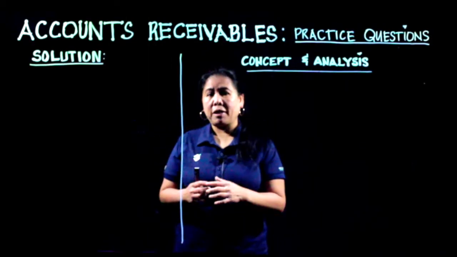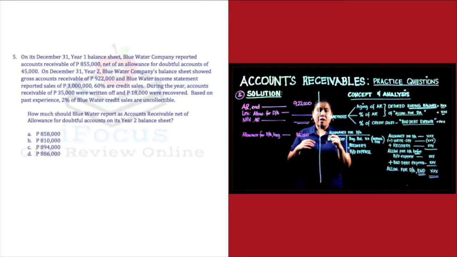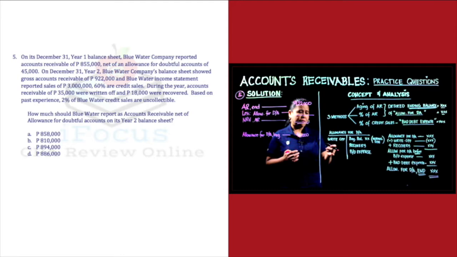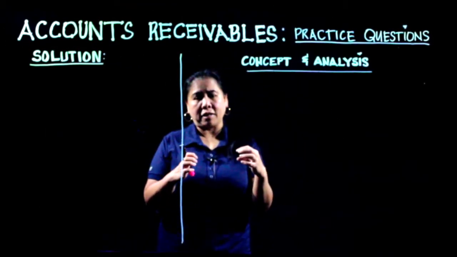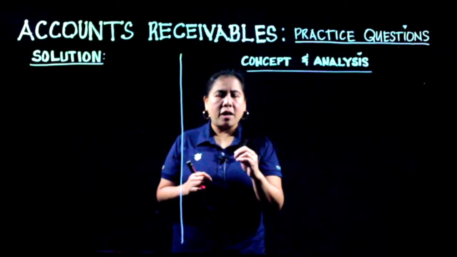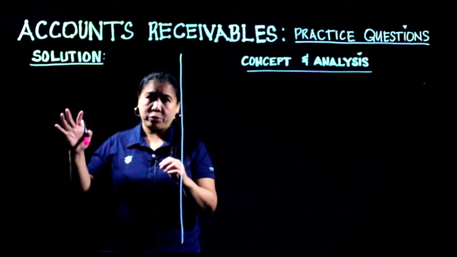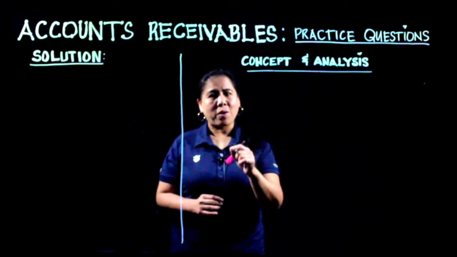Sa solutions naman, ganito ang gagawin natin. So yan ang beginning balance natin ng the allowance for doubtful accounts. Tapos, ang sabi ng problem natin is, during the year, the accounts receivable of 35,000 were written off. So, ano ang effect ng write-off? So, isusulat ko lahat ng mga concepts na kakailanganin natin para ma-analyze natin yung question for each questions. Then, isusulat natin dito yung mga solutions. Halika, samahan mo akong mag-analyze ng accounts receivable practice questions.